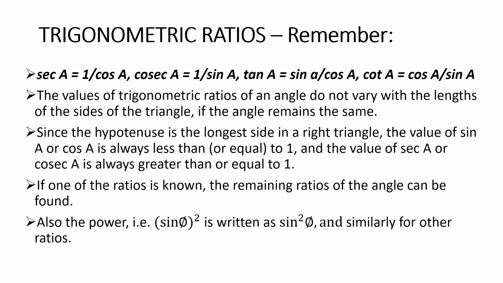Since the hypotenuse is the longest side in a right triangle, the value of sine A or cos A is always less than or equal to 1. And the value of sec A or cosec A is always greater than or equal to 1. This is very much obvious because you know how it is defined. Sine is opposite side upon hypotenuse and hypotenuse is the longest side. So the ratio will be less than 1. Similarly for cos. If one of the ratios is known, the remaining can be found.